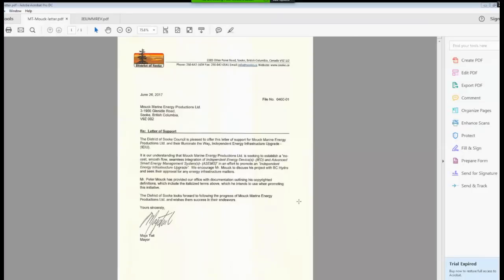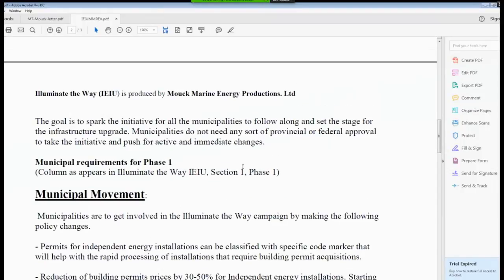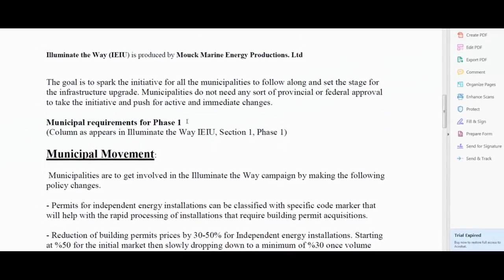And there we go. Okay, so this is an official letter of support, file number, everything. This is what municipalities need to do. We don't, and as it states, I'll pull it up here, right here. This is the actual document you can find at the Sooke.ca website, June 26th. I've submitted it actually a few times. This is the finalized copy of it.